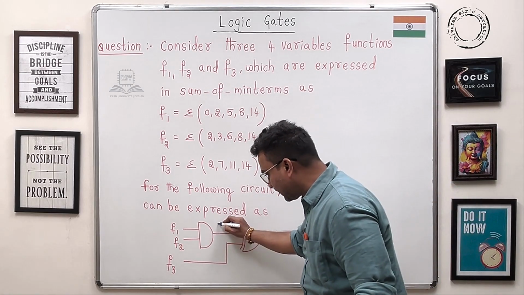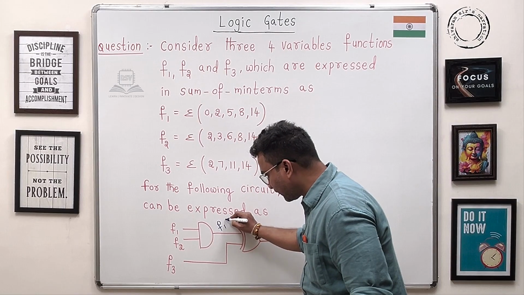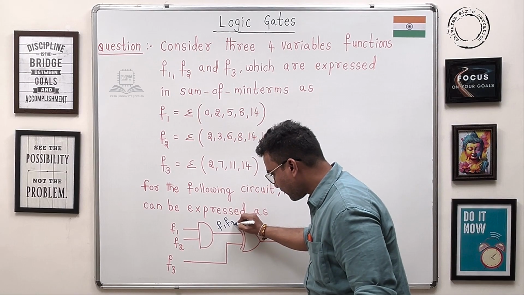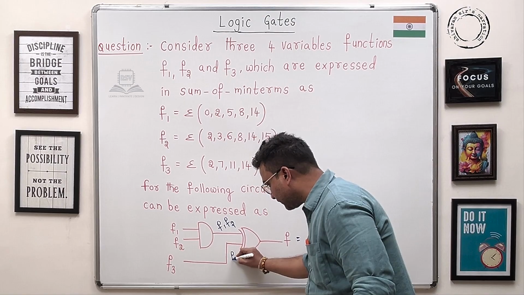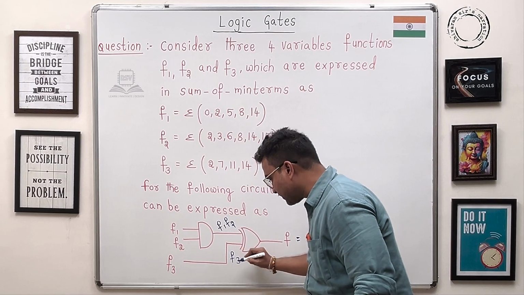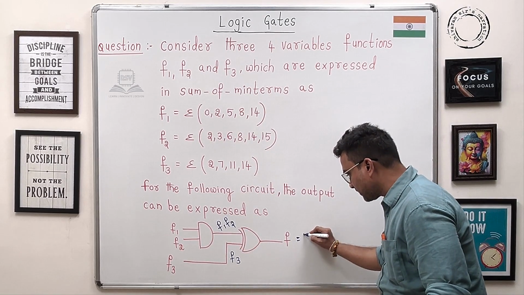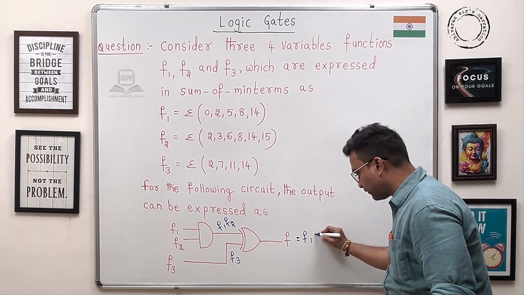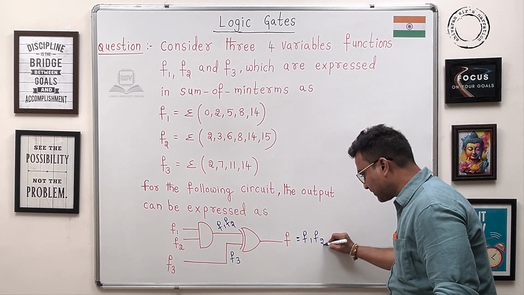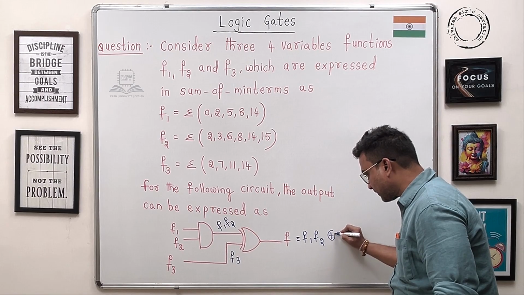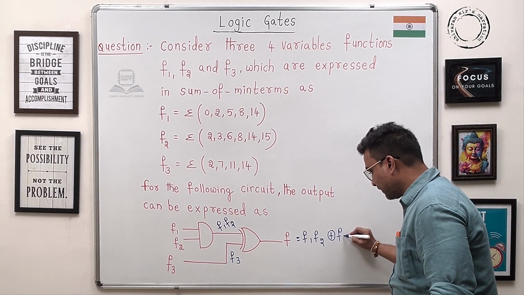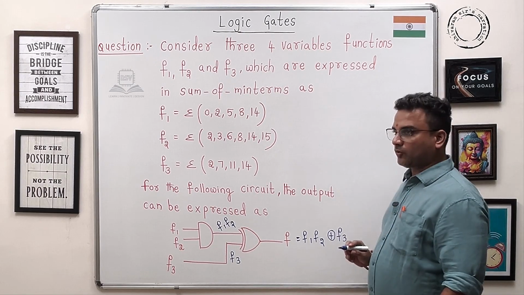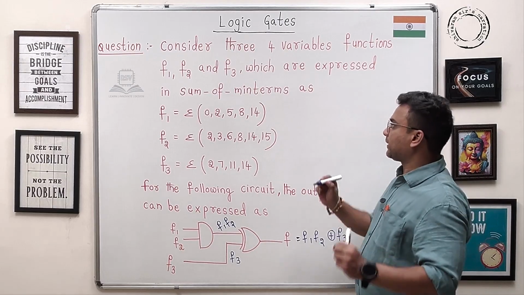Now, let's see, guys, coming to this F, what it is? This is an AND gate. It is F1 into F2. And this will be F3. Now, guys, here the expression is F1, F2, XOR F3. Isn't it, guys?